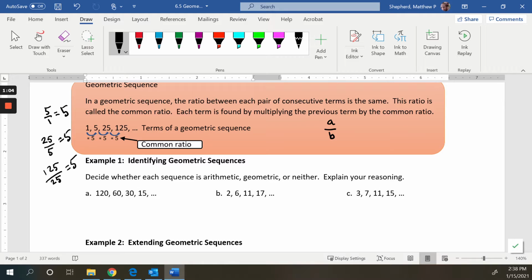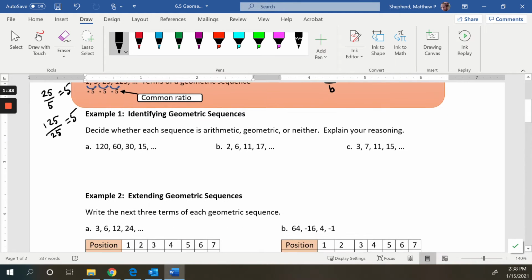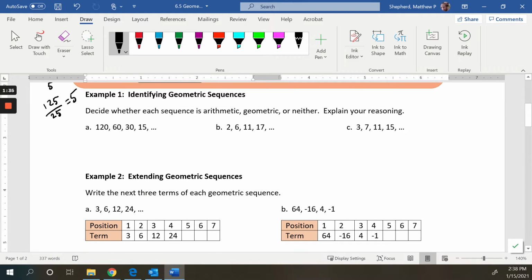Now that ratio itself is also significant. By doing my division, going backwards and finding those ratios, I have also successfully identified what I'm multiplying by. 1 times 5 is 5. 5 times 5 is 25. 25 times 5 is 125. So to find the next term, I am just going to multiply the previous term by 5, the common ratio.